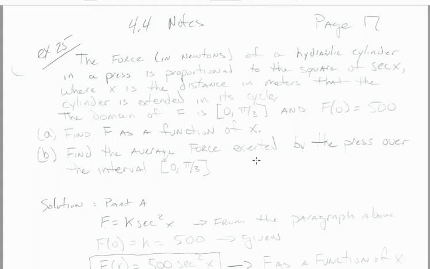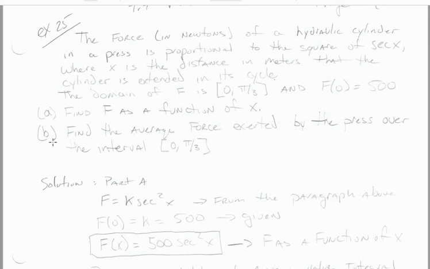Alright, so this will help you on your homework assignment. In part A solution, we have to write that force is what? Some constant times secant squared x. That's coming from the verbiage up here. It's proportional to the square of secant x. That's where the secant squared x comes from. Okay? And then we have to look at f of 0, or k, or something is 500 here. So that's what's going to apply.